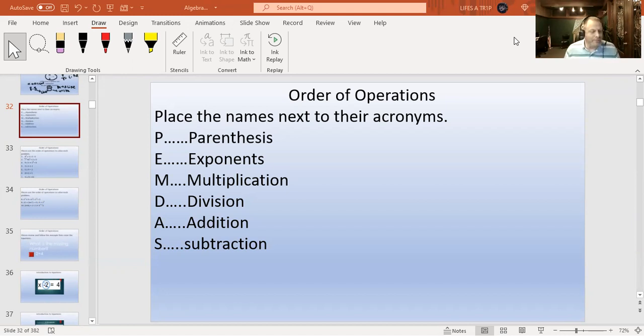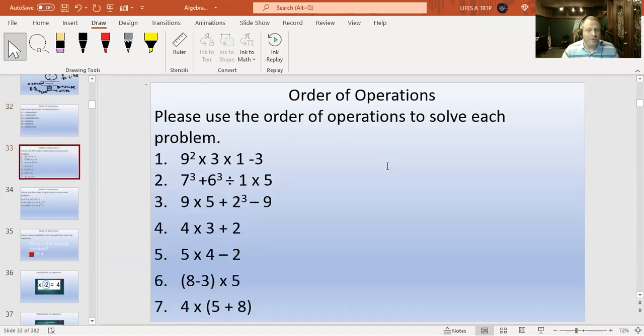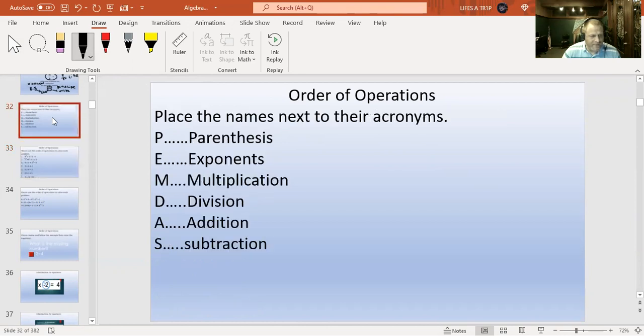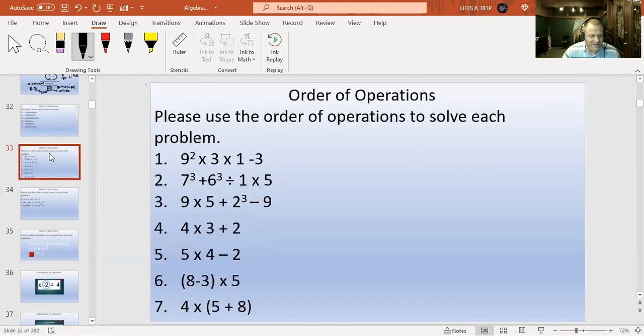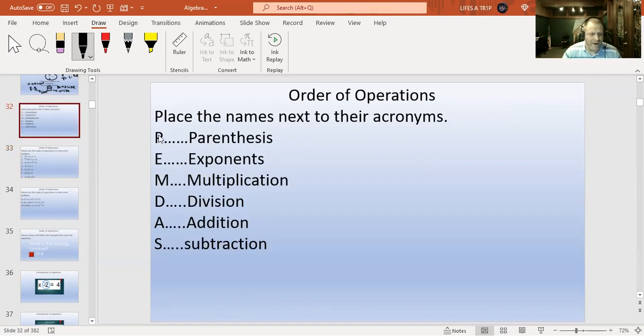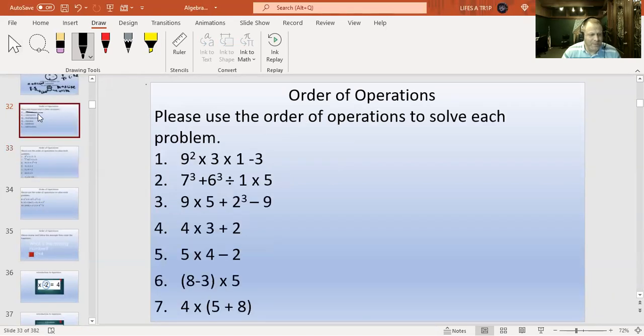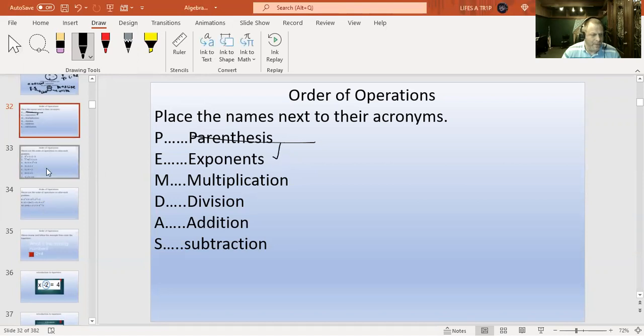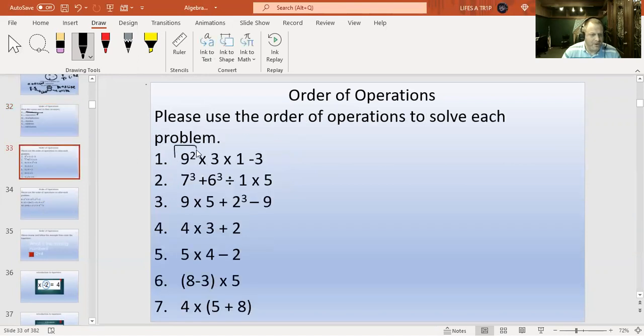Well, let's go down here and let's work out some problems. Let me get my pen handy here. First off, we need to look at parentheses. Do we see any parentheses in this problem? No, we don't. So we can scratch through parentheses right there. But do we see any exponents? Yes, we do. We do see exponents here.